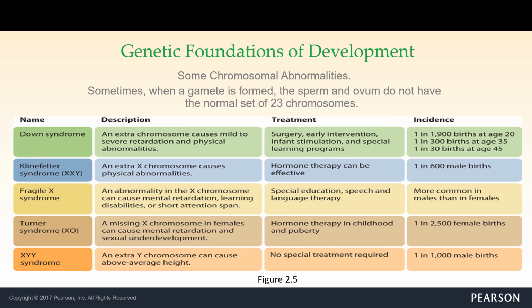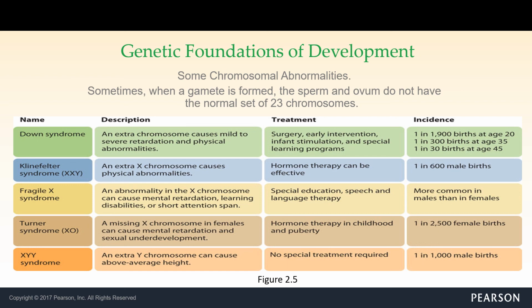Here, some chromosomal abnormalities. Sometimes when a gamete is formed, the sperm and the ovum do not have the normal set of 23 chromosomes. And so, for example, with Down syndrome, there is an extra chromosome which causes mild to severe retardation and physical abnormalities. Some treatment could be surgery, early intervention, infant stimulation, special learning programs. And then you can see the incidence there.